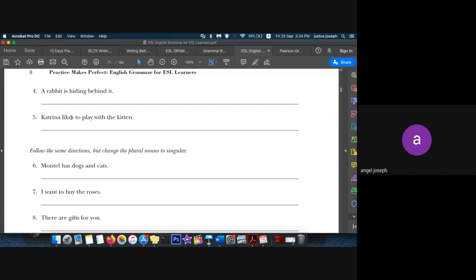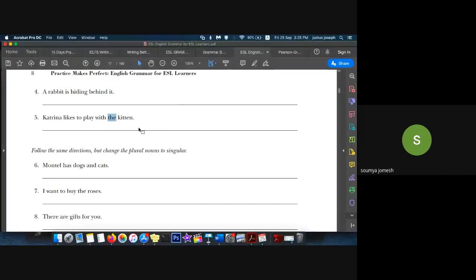Katrina likes to play with the kitten. Change kitten into plural. With kittens. Can we use the kittens? Yes, of course, right? And since there is already a the, we will say it as Katrina likes to play with the kittens.